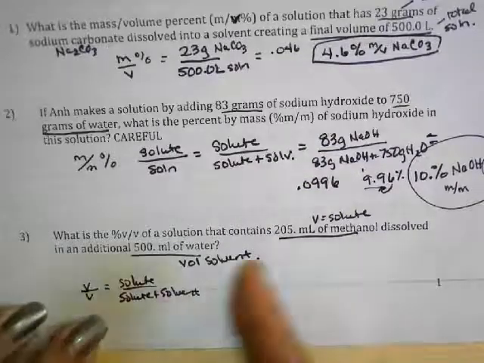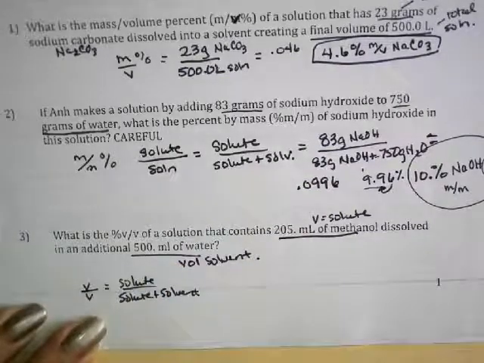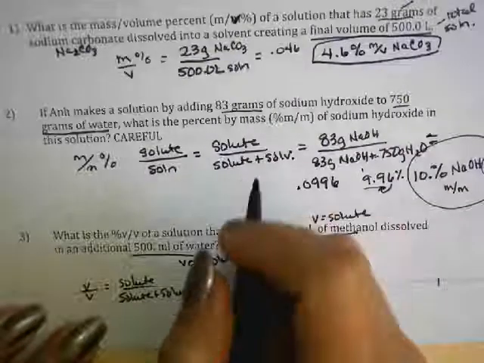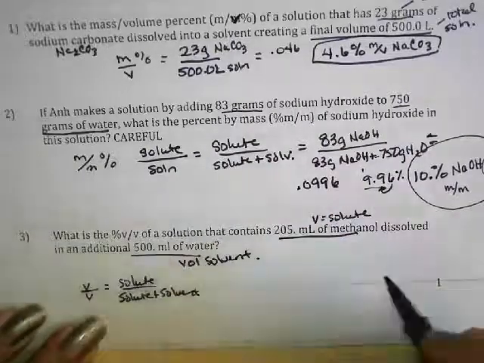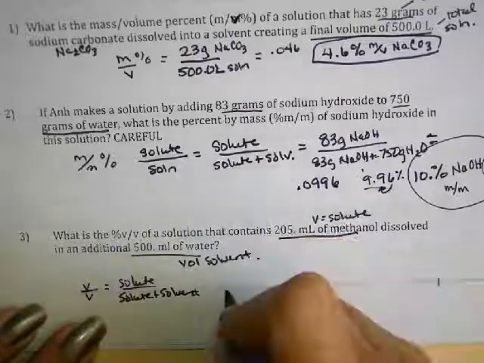And then they're both already in volumes. We don't need to do a conversion for density. Don't need to go from grams to moles. We just do this and make sure we report 3 sig figs this time.